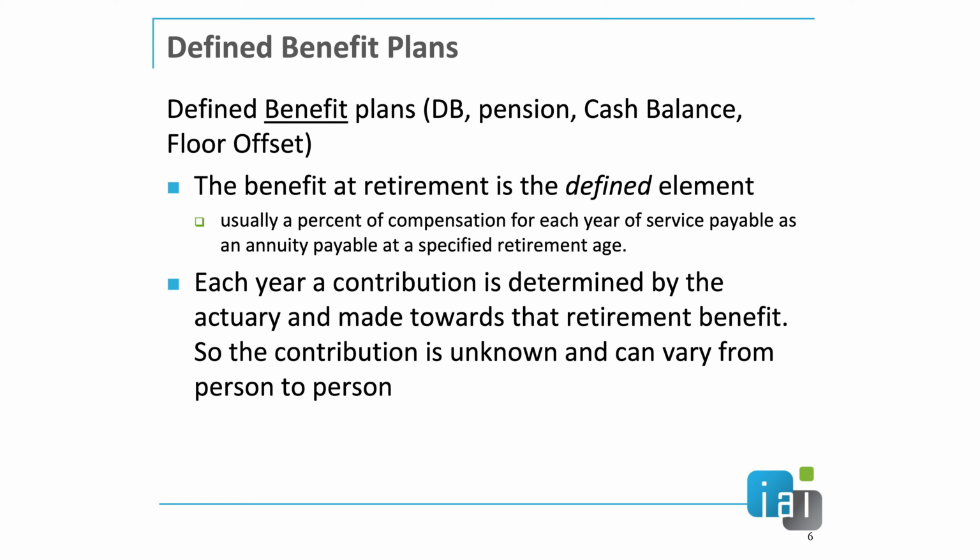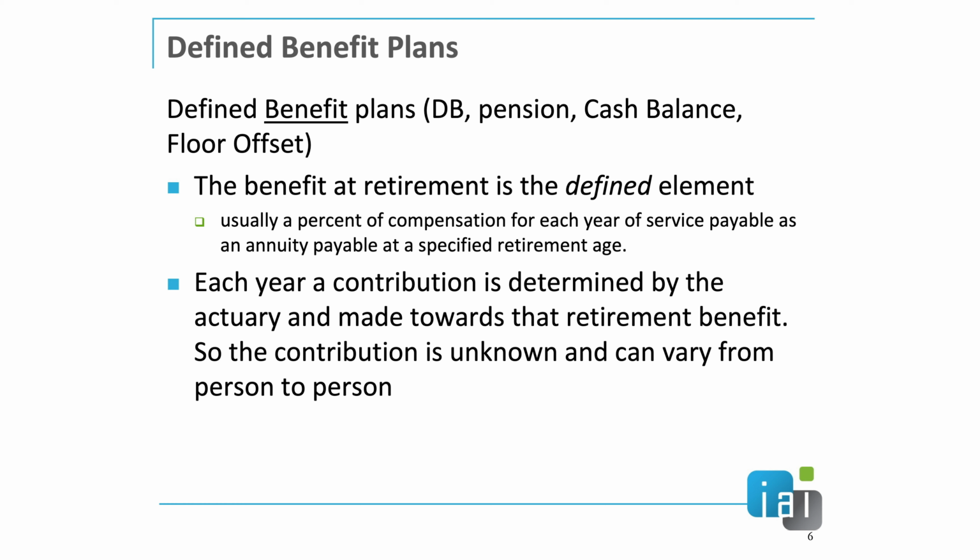Defined benefit plans work a little differently. Examples of this type of plan include cash balance plans and floor offset plans. They are sometimes referred to as traditional retirement plans or pension plans. Here the benefit is defined, usually as a percent of compensation for each year of service, and payable as an annuity at a specified retirement age. Each year, a contribution is determined by the actuary and made towards that retirement benefit. So the contribution is unknown and can vary from person to person.